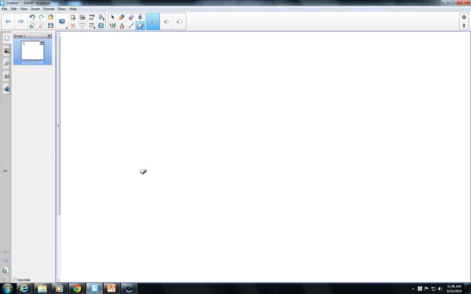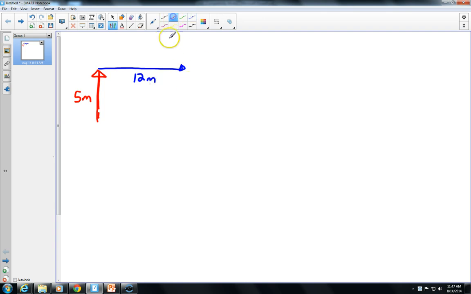Okay, we'll start off by drawing the diagram. So, we have the following situation. We went up 5 meters. Then we went over 12 meters. Then we went up again 2 meters. And then we went over 8 meters. And what we're trying to do is find the displacement from here to here, as well as the distance you traveled.